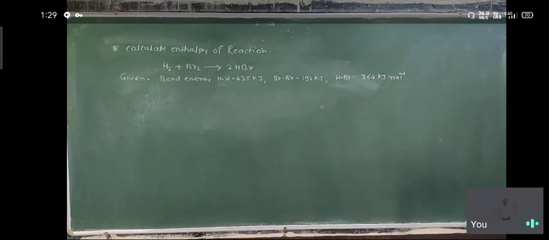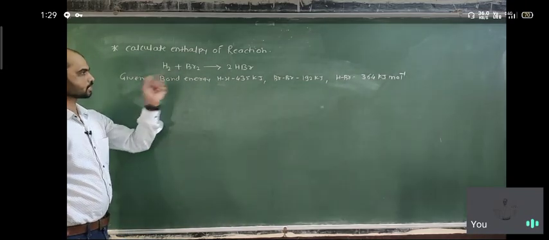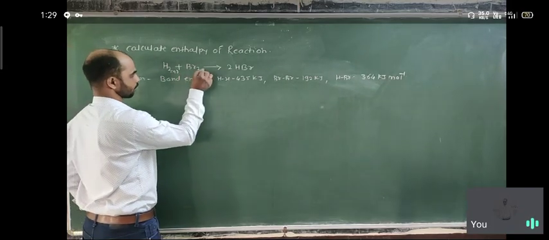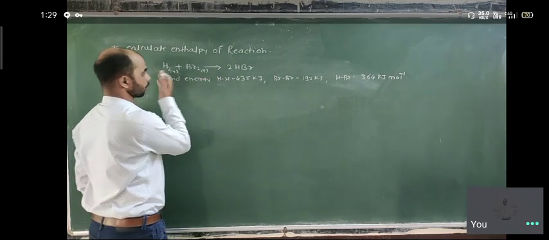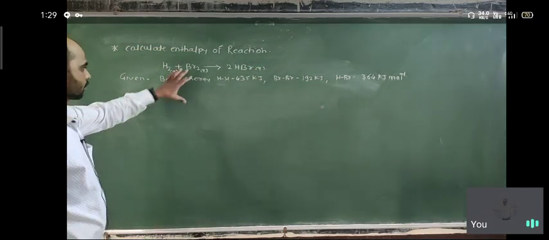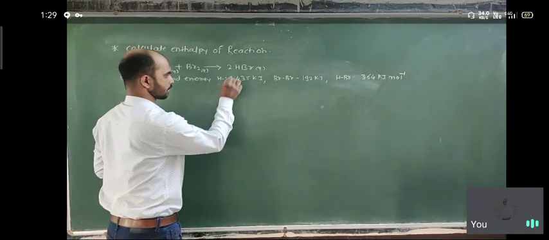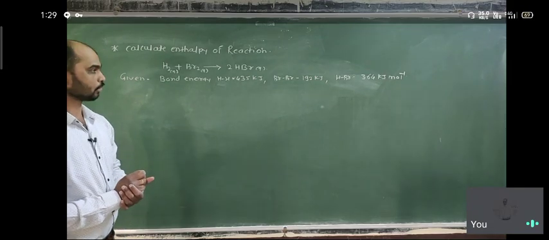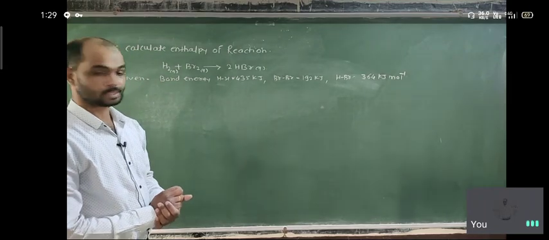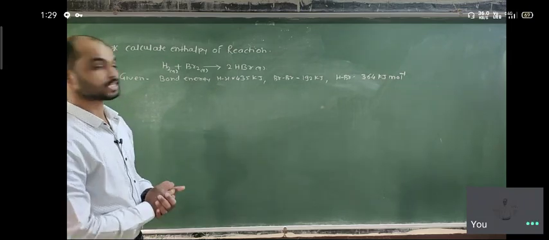The first problem is based on bond energy. Calculate the enthalpy of reaction. The reaction is given here: H2 plus Br2 gives twice HBr. H2 is in a gaseous state, Br2 is also in a gaseous state, and both react in the same phase. The formation of HBr is again in a gaseous state. What is given here? The bond energy of the H-H bond, not a minus sign, is 435 kilojoule per mole. For Br-Br it is 192 kilojoule per mole. For HBr it is 364 kilojoule per mole. So bond energies are given.